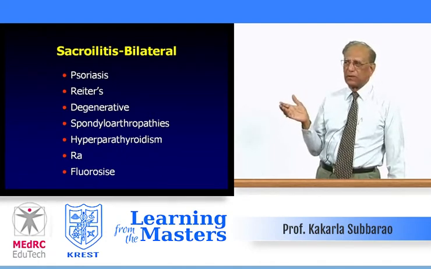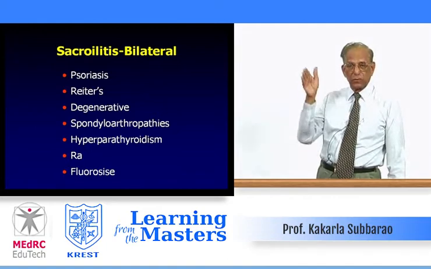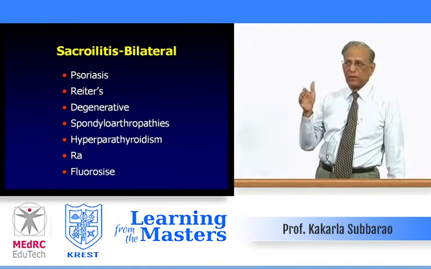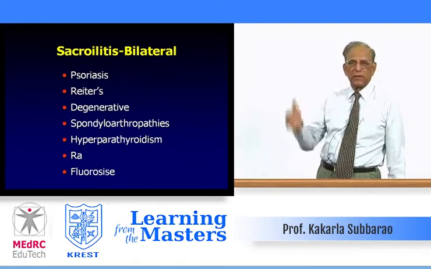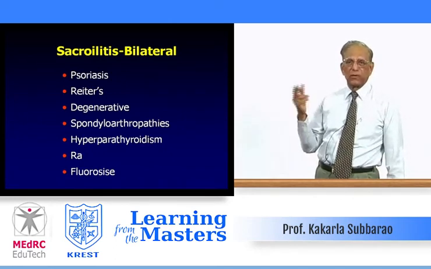spondyloarthropathies, which I have mentioned earlier, hyperparathyroidism, erosive changes along the sacroiliac joints, rheumatoid arthritis, the narrowing of the space and erosions, and fluorosis due to density, sclerosis. You can get bilateral sacroiliitis also with osteophytosis.